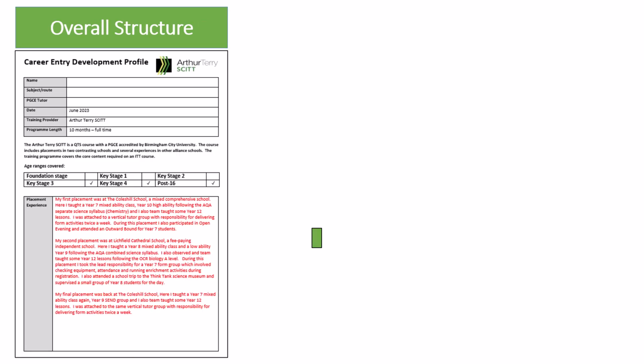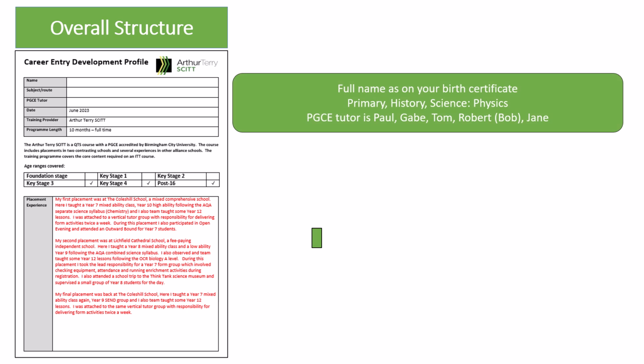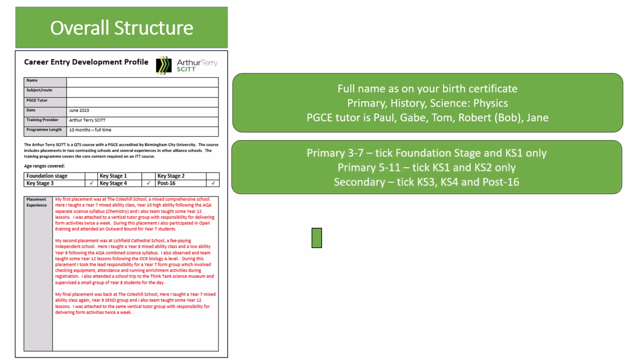The overall structure of the document has a section at the beginning to enter your full name, your subject or phase, your PGCE tutor, which you'll know who that is, and the date, which you'll need to change to June or July 2025. The training provider and the programme length you don't need to alter. For the tick boxes for the age ranges covered, if you're doing the 3 to 7 primary route, you'll tick the foundation stage and key stage 1. For 5 to 11 primary route, you'll tick key stage 1 and 2. And for secondary, you'll tick key stage 3, 4 and post 16.